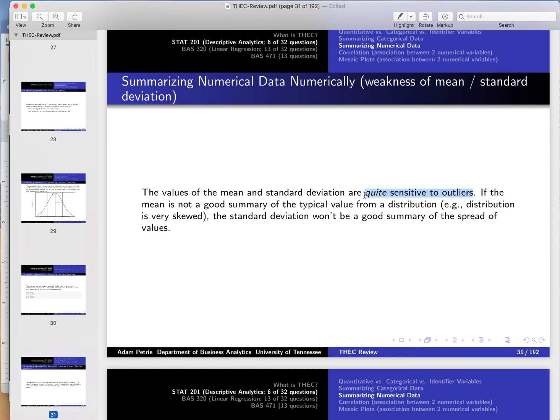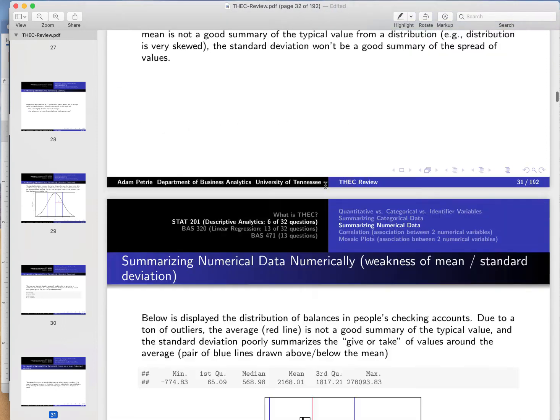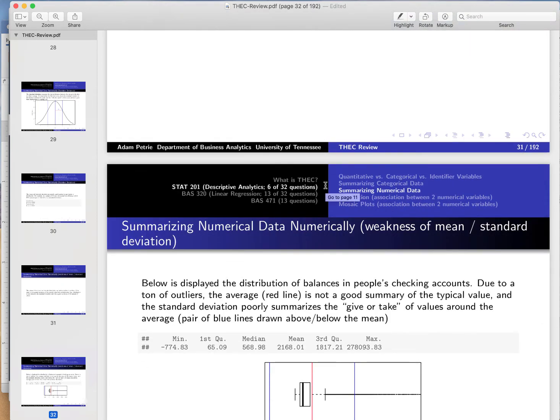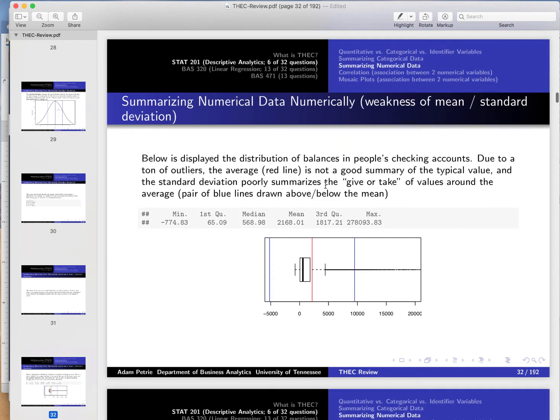Throw in one absurdly large value into your data, all of a sudden that throws off the average, it throws off the standard deviation. You can get much larger values for both. So just as an example of that, let's look at the distribution of the amount of money that people have in their checking accounts. So some people, negative balance, maybe need a little bit of money management there. Some people have a lot of money in their checking account.